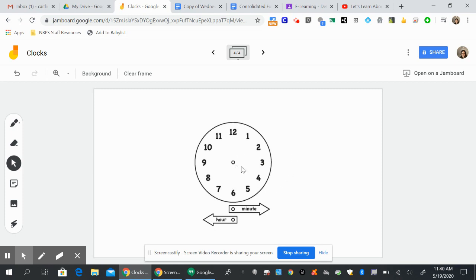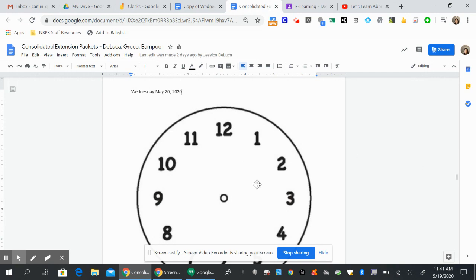Now, maybe if you have separate paper, you can trace the minute hand and the hour hand, and then you can move it around on the clock. If you have tape or something that you can put in the middle to make it spin, that would be helpful. If not, then you can just keep it separate and you can make different times on your clock. Okay? This is a really fun activity, so I hope that you do it in your packet. Have fun.